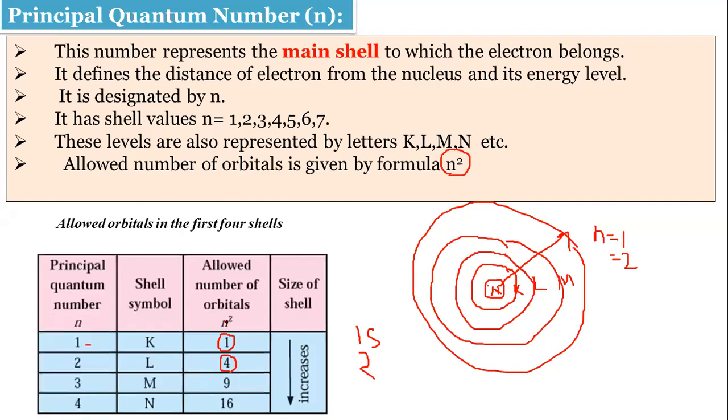According to this formula n square, these are the allowed number of orbitals. In the first shell, there is only one orbital, s orbital. In the second shell, tell me the orbitals.